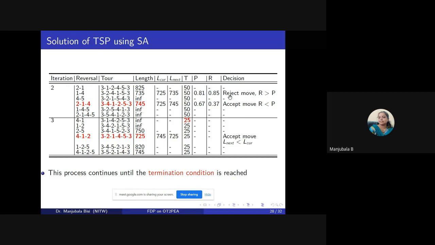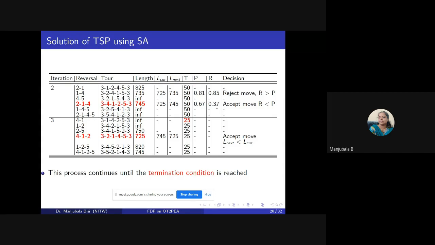So if you are rejecting this one, you have to resample, right? Resampling means you have to choose another solution from the neighboring. As we are selecting the best solution from the neighboring, after 735, the next solution is 745. So 745 again is inferior to 725. Again you find out the probability, 0.67.